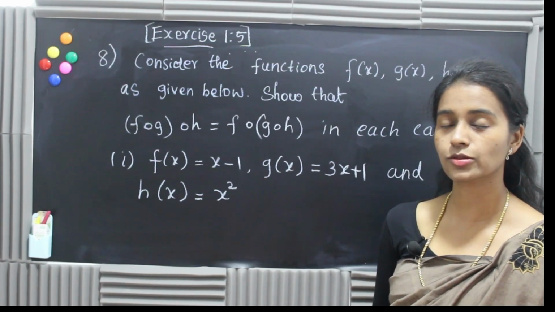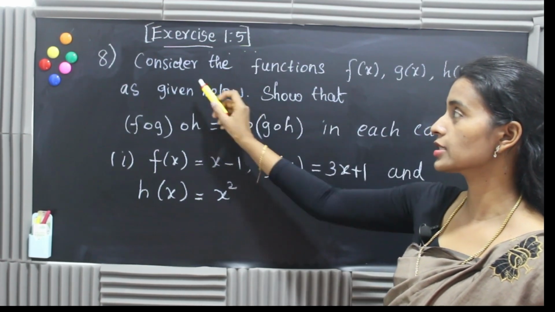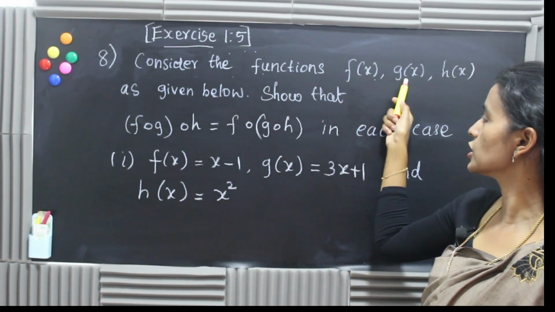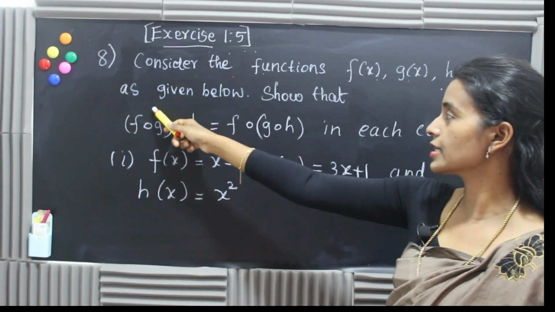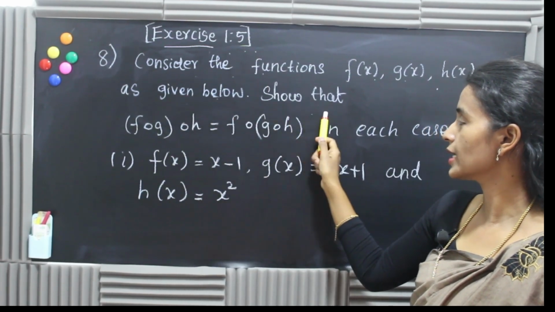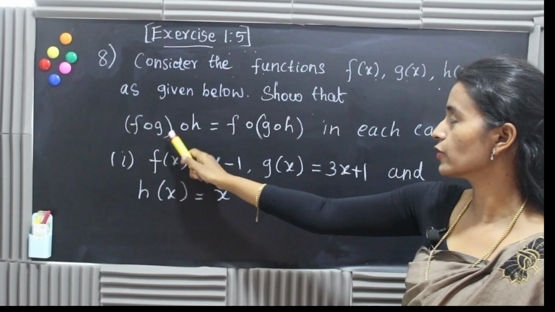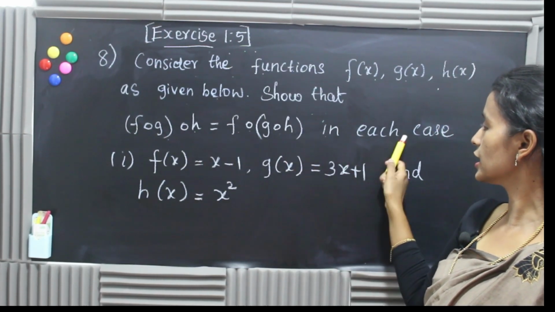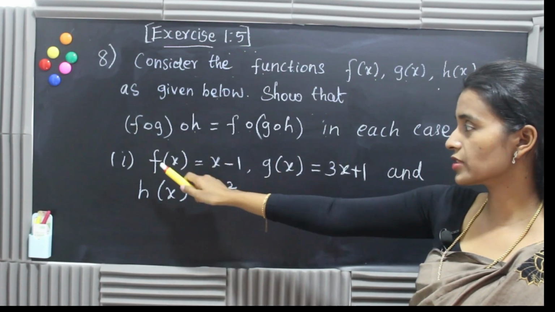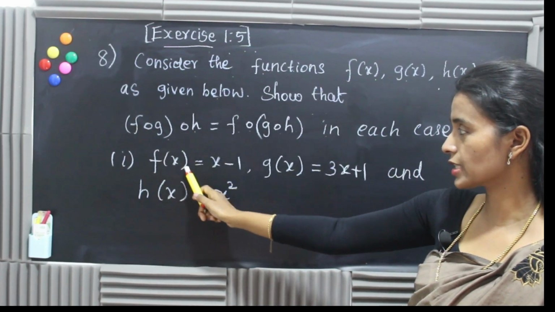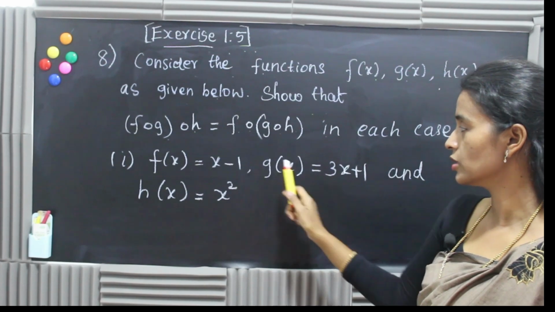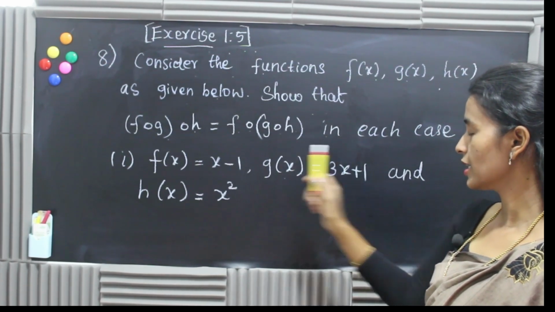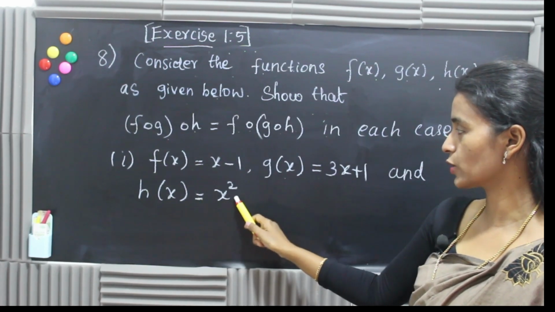Now we are going to see the question. Here the question is, consider the functions f of x, g of x, h of x as given below. Show that f of g of h equals f of g of h in each case. Here the first sub question is f of x equals x minus 1, g of x equals 3x plus 1 and h of x equals x square.